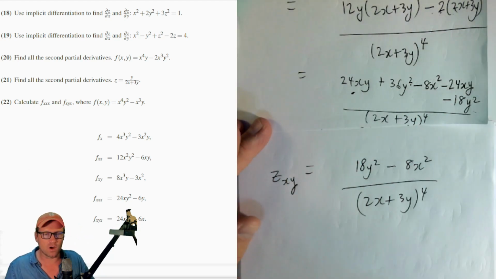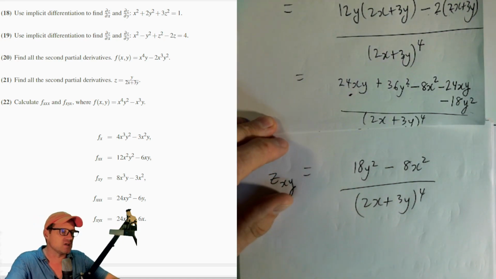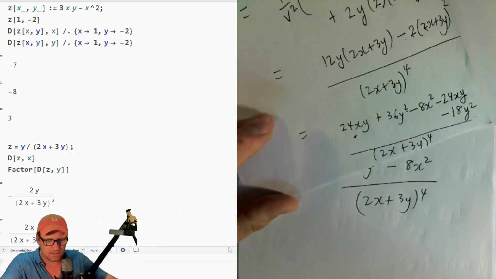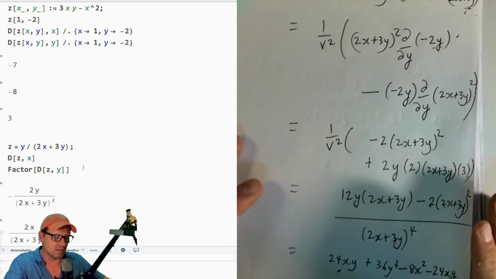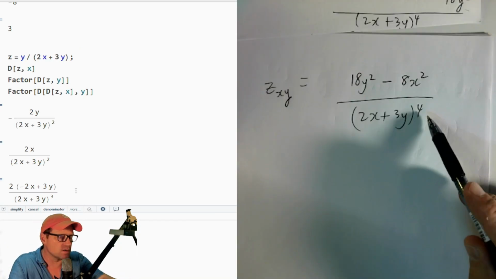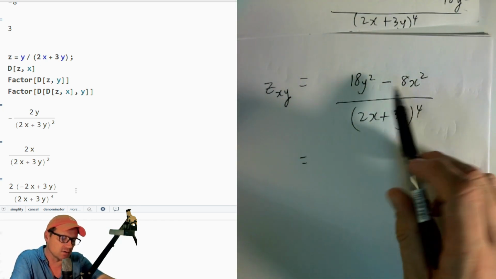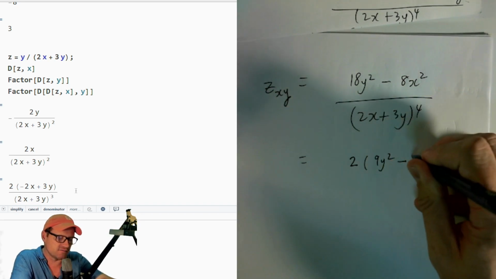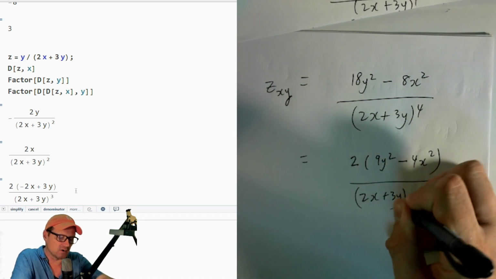I'm going to leave z_yx to you as an exercise to try to get the same thing. But just to keep me honest, let's go to Mathematica and I will calculate all of the required derivatives here symbolically. Just make sure we get the same thing. Okay, so Mathematica has given us, oh no, I see. So let's simplify this a little bit more. Because we can pull out a 2 and then we have 9y squared minus 4x squared over 2x plus 3y to the power of 4.